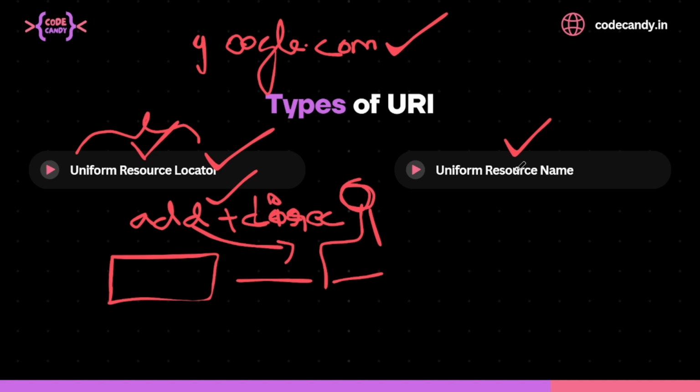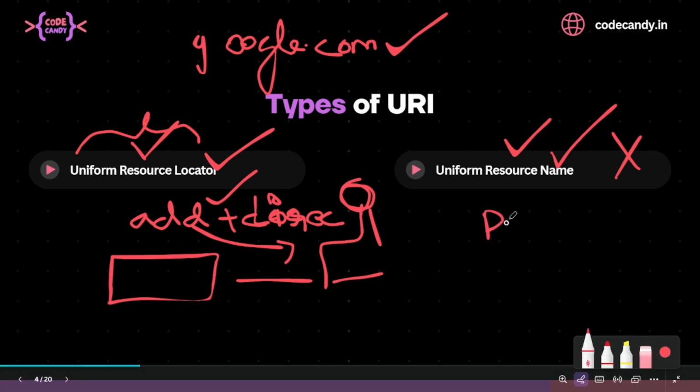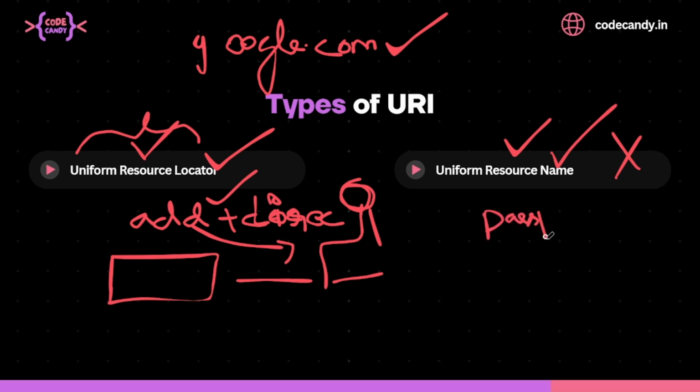Uniform resource name means it is like the direct name of that resource. We are not giving any location. It's like, I have a passport, right?